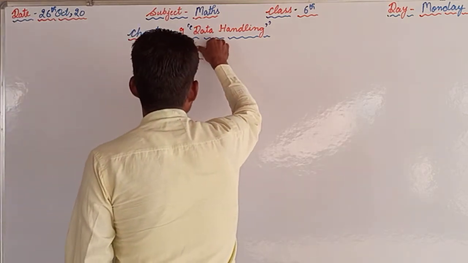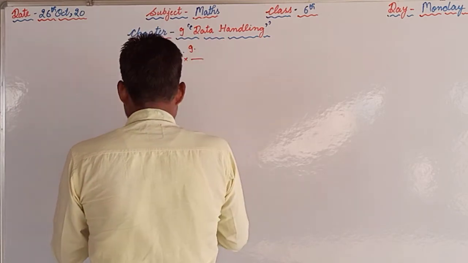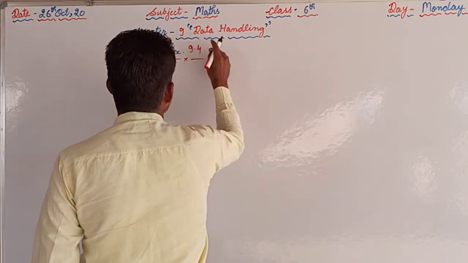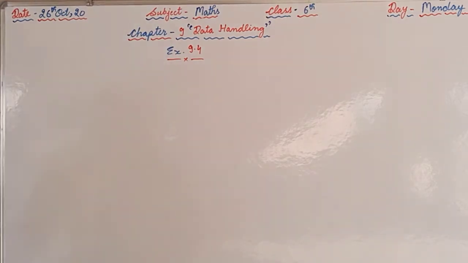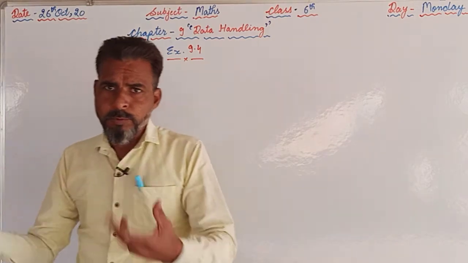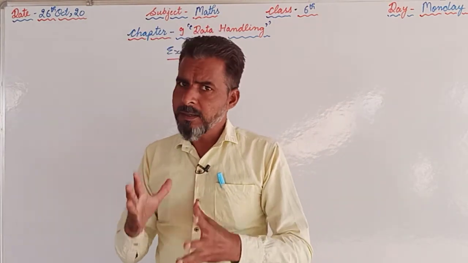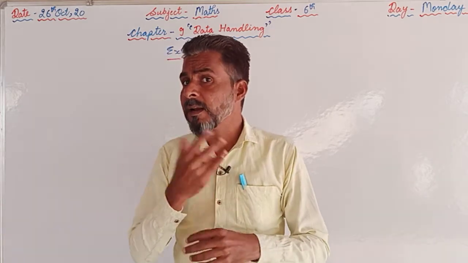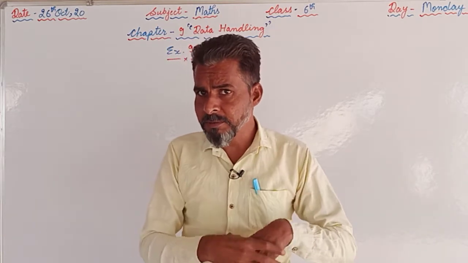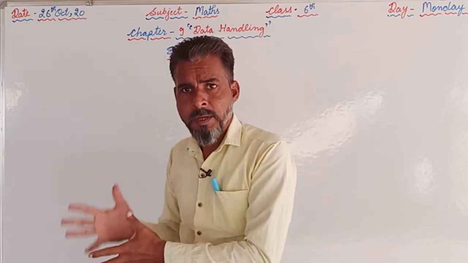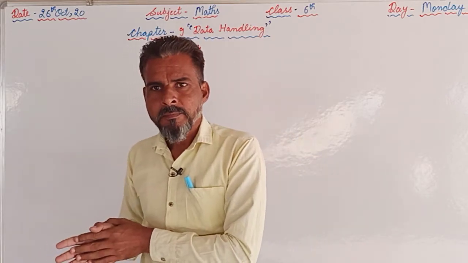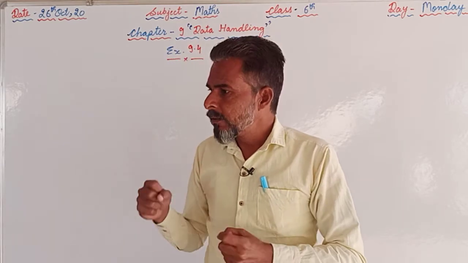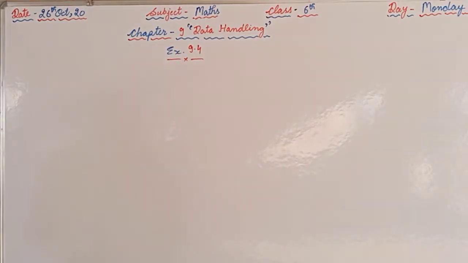The exercise is 9.4, and in this exercise we are supposed to prepare the bar graph using the given information. In the previous exercise the bar graph was given and we were supposed to observe that bar graph, and afterwards answer the questions given in the book. So here the information is given in the form of a table. So first of all we will read the question.